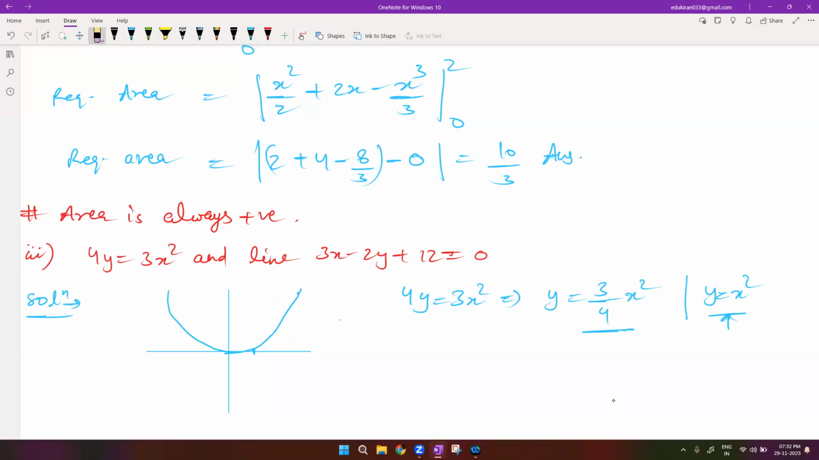But we don't need to scale it. This is just for your own understanding. You just need to know the figure. How does it look? What can be the possible figure, right? So this is 4y is equal to 3x square, which can be written as y is equal to 3 by 4 x square.